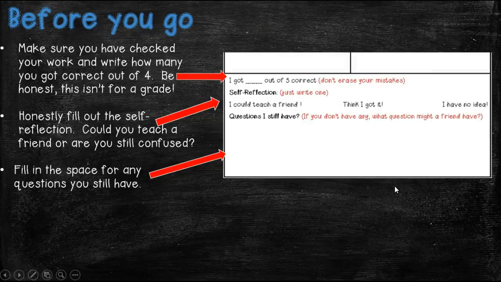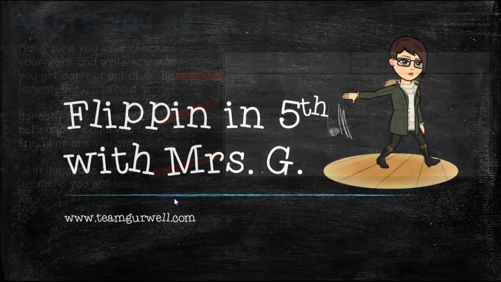Okay, make sure you checked your work and you wrote how many you got correct out of 5. Be honest, it's not for a grade. Honestly, fill out that self-reflection. Could you teach a friend, or are you still confused? And fill in the space for any questions you still have.